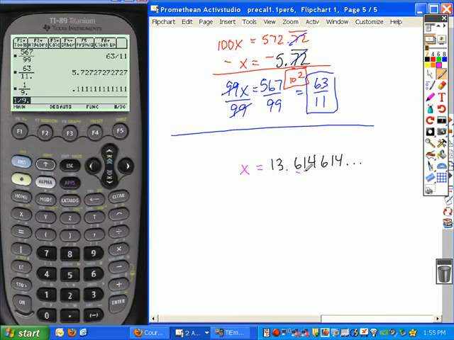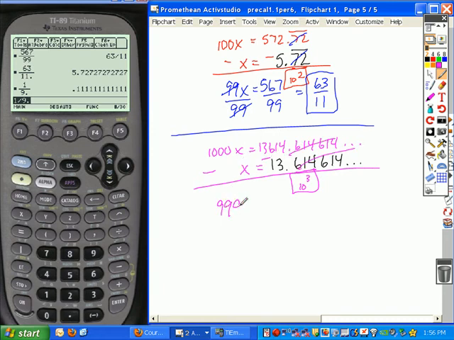So we need to figure out 1, 2, 3 digits repeat. So we're going to take 10 to the power of 3 and multiply both sides by this. So we get 1000x is equal to, and here if we move the decimal 3 places, we get 13,614.614614, and so on. Setting it up this way will allow the repeating portions to cancel out completely. And so we wind up with 999x is equal to 13,601.